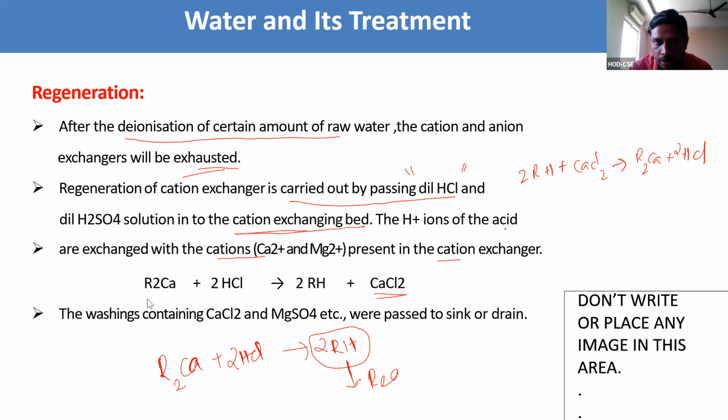R2Mg plus HCl gives RH plus MgCl2, or if you use H2SO4, you will get MgSO4. These are byproducts. The washings containing CaCl2 and MgSO4 are passed to the sink or drain. This is a byproduct with no use, so we pass this CaCl2 and MgCl2 into the sink.